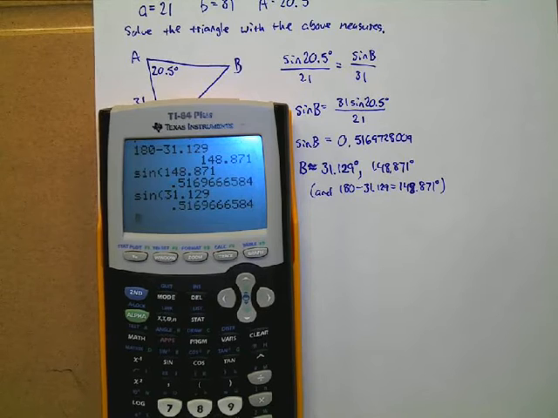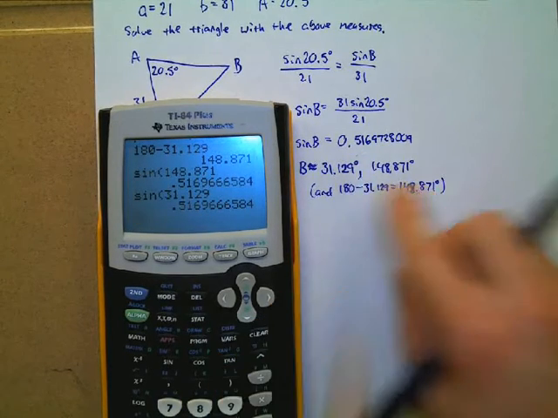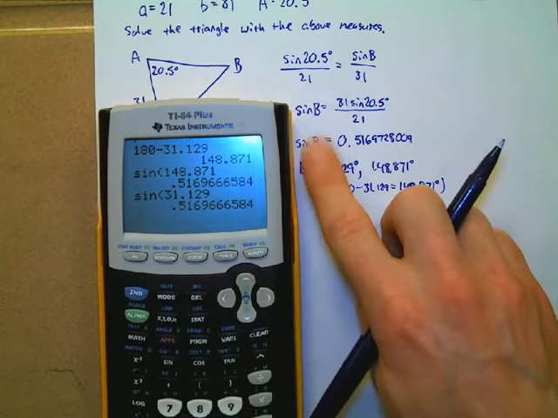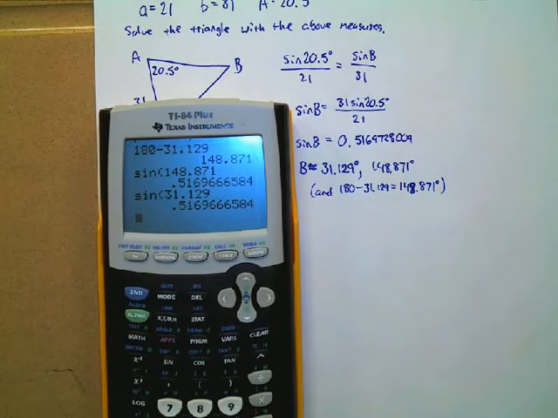How do I know that both of these work? Well, if I go here and look, would 31.129 make sense here? Would it make sense to have a 31-degree angle here? Well, the side of 31 is opposite that 31-degree angle.